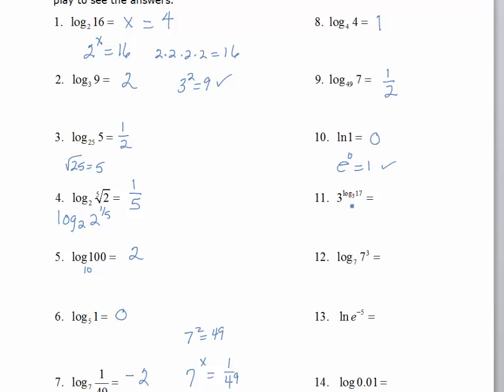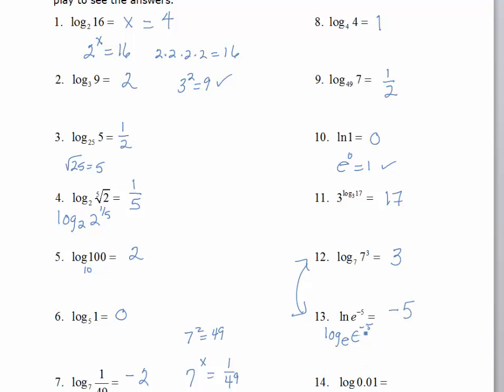Here is one of the special inverse properties. When the base and the base of the log are the same, the answer is the argument, so that's just going to be 17. Similar property, only in log form. What exponent do I put on 7 to give me 7 cubed? And that's going to be 3. The ln of e to the negative 5, remember, that's the same thing as saying the log base e of e to the negative 5. And so these really are using the same property. The answer is negative 5.